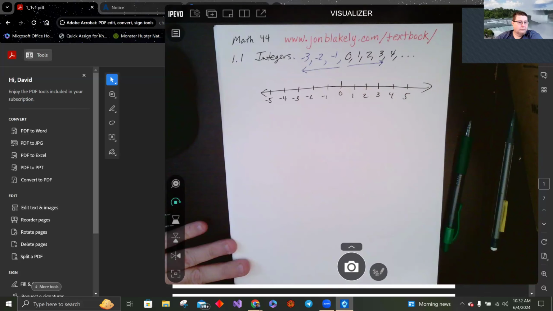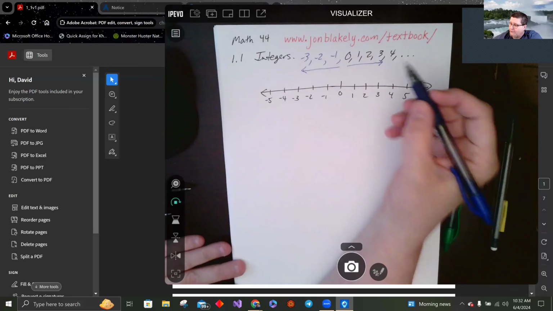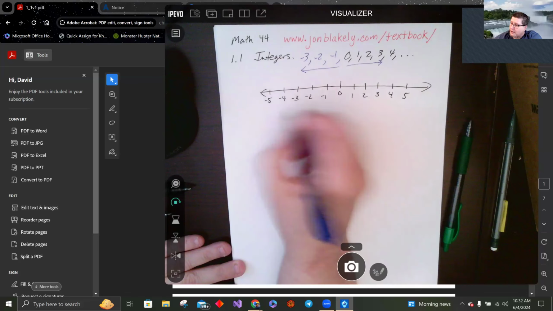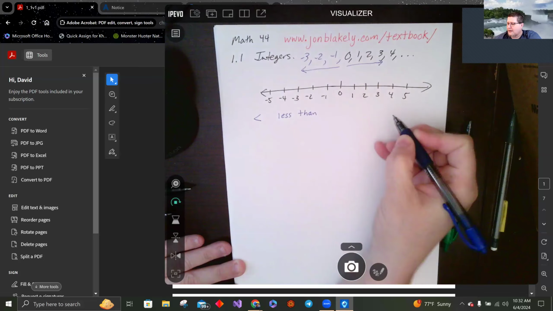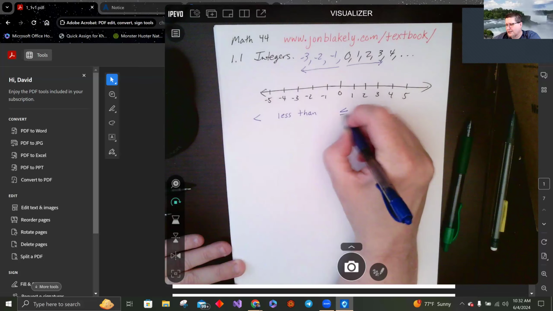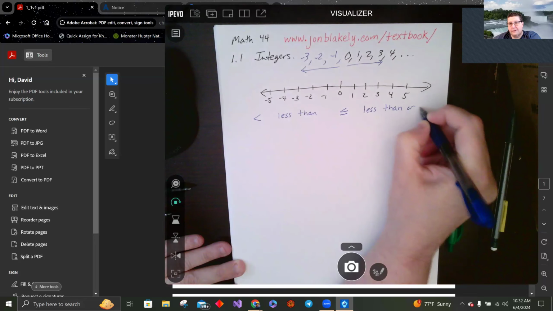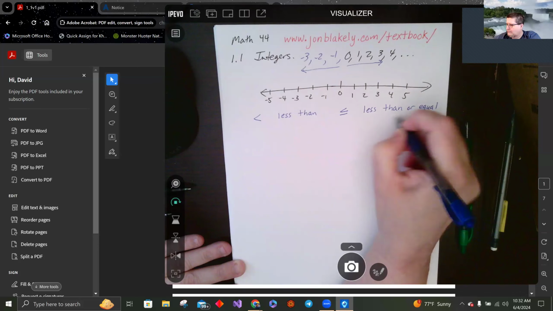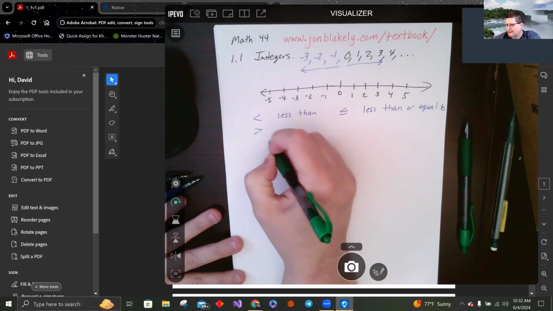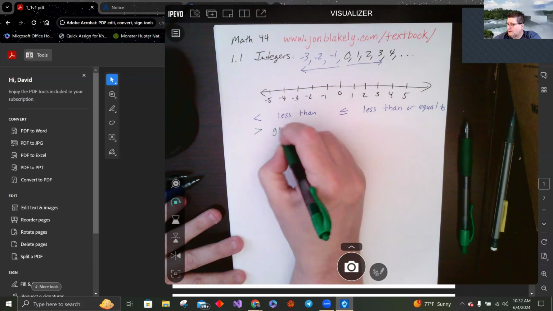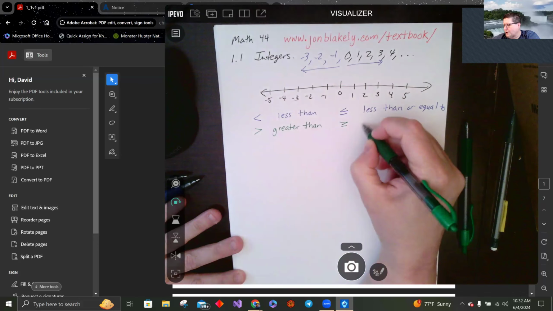All right, so inequality symbols. We have four inequality symbols. We have less than. If we add the bottom line to it, it's less than or equal to. I could have greater than, or greater than or equal to.